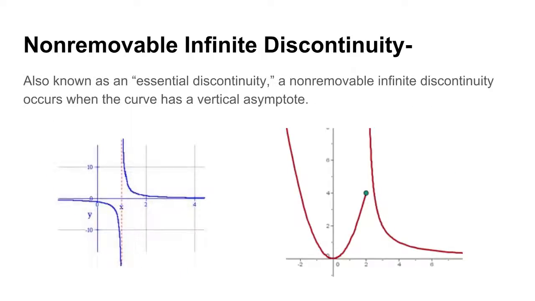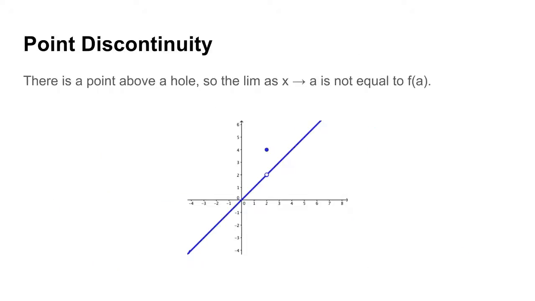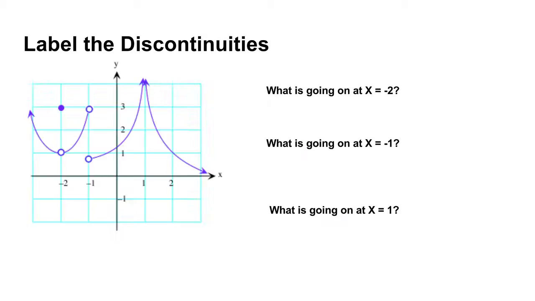A non-removable infinite discontinuity is also known as an essential discontinuity, and it occurs when the curve has a vertical asymptote. So let's take that first blue function. There are 2 vertical asymptotes, one going towards negative infinity from the left side and one going towards positive infinity from the right side, which means that there are non-removable infinite discontinuities or essential discontinuities. The two are interchangeable. The final type of discontinuity is a point discontinuity, and it just means that there is a point above a hole, so the limit as x approaches a is not equal to f of a.